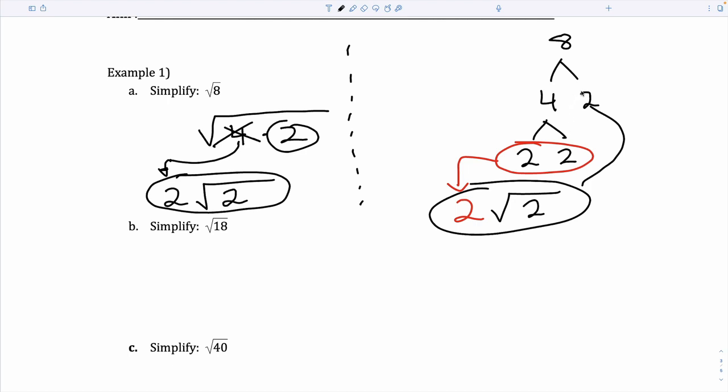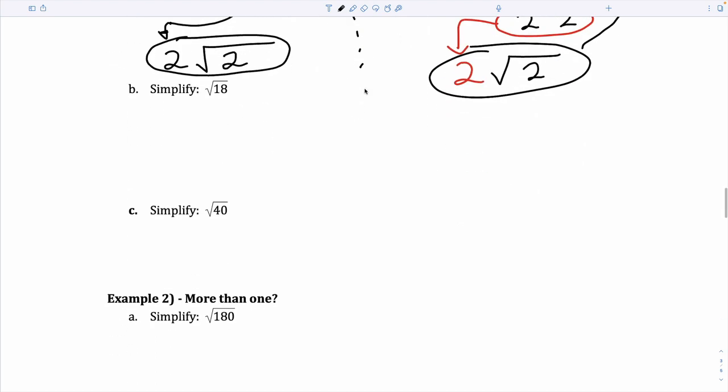2 methods. You can factor it completely, or you can search for perfect squares. Doesn't matter what method you choose, get one that's comfortable for you. B is slightly larger, but not too dangerous yet. Let's factor 18. Again, I'm hunting for perfect squares.